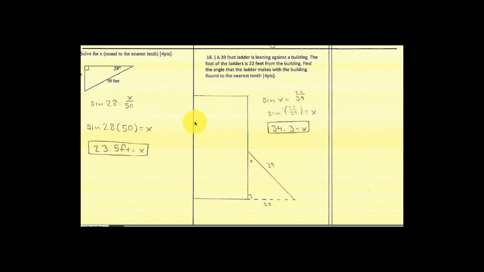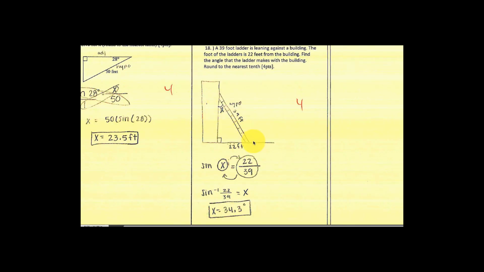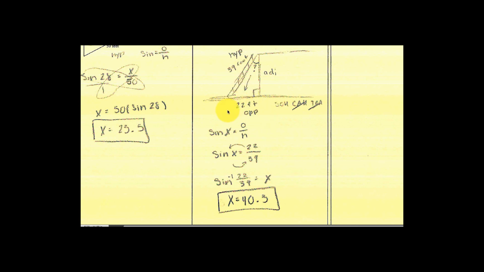Let's look at some more work. There's the ladder, and then they're finding this angle, so that would be the opposite over the hypotenuse, sine of the angle, which is unknown, 22 over 39. They're showing me the arrows, that's great. Calculator-ready equation, this looks awesome. Full credit, 34.3 degrees is correct. This student has everything labeled. Calculator-ready equation, something happened, didn't get the right answer, but I'll probably give them 3.75.